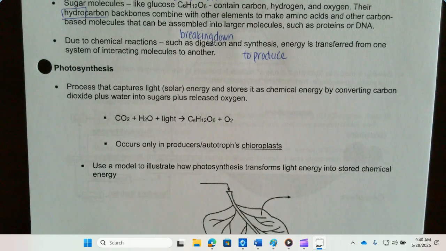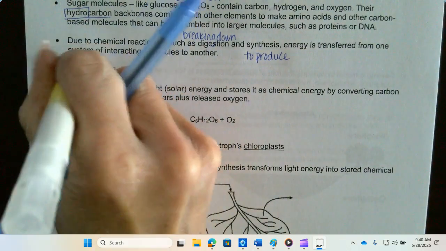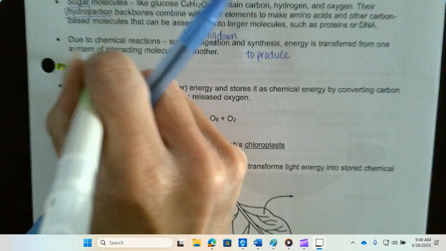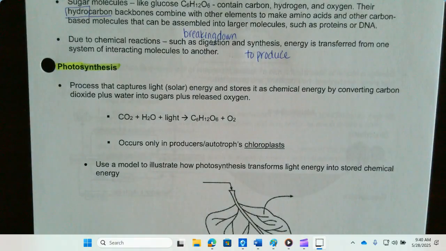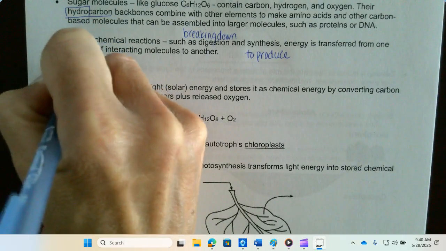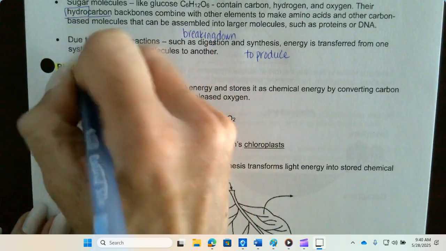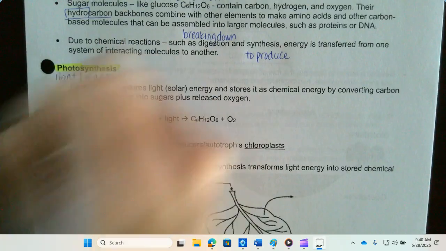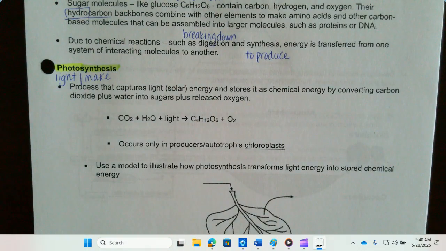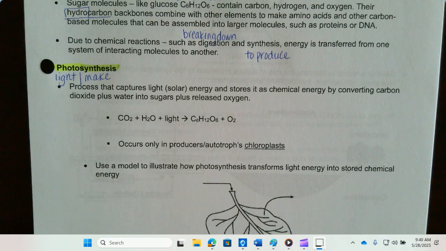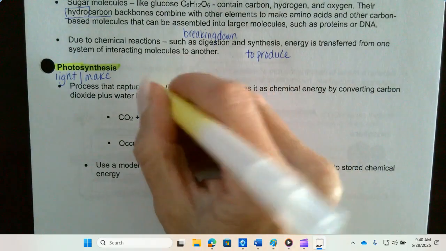I always like to break apart the words to kind of get us thinking, what does this actually mean? So I have photo, and then I have synthesis. Photo, that prefix just means light. And then as I said before, synthesis means to build or to make or produce. Photosynthesis is the process by which we use light to make food. And this is the fancy definition that the standard has.